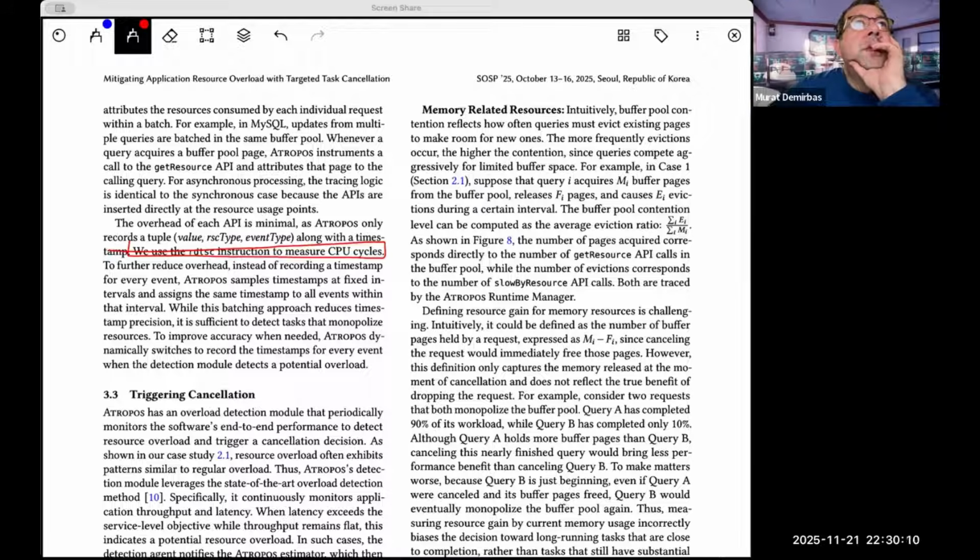For every event, instead of recording a timestamp for every event, Atropos samples timestamp at fixed intervals and assigns the same timestamp to all events within that interval. While this batching approach reduces timestamp precision, it is sufficient to detect tasks that monopolize resources. To improve accuracy when needed, Atropos dynamically switches to record the timestamps for every event when the detection model detects a potential overload. Okay. Triggering cancellation.